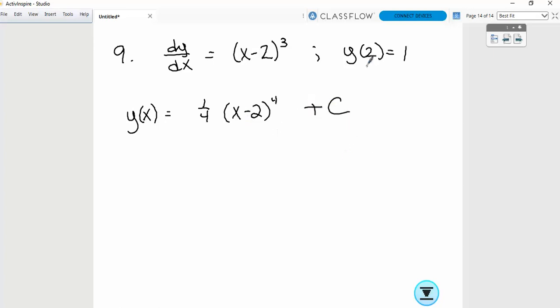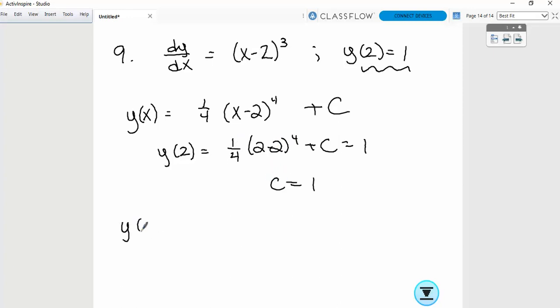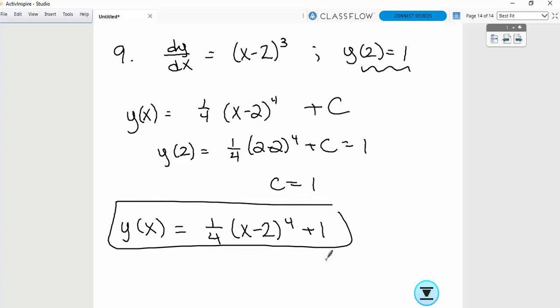So now I need to find c, so I'm going to use this point to do that. It tells me that when I plug in a 2 for my x, this thing equals 1. So 2 minus 2 is 0. To the 4th power times the 1/4 is still 0, so my c is 1. So the original function would be this.